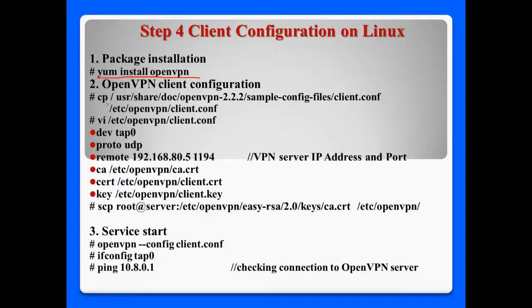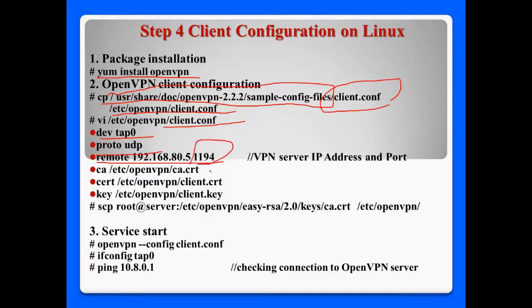If we are successful to install this package, then we can find this directory, usr share doc OpenVPN sample config files. In this directory, we need to copy client.conf to etc openvpn/client.conf and open it here. First one, device tap 0 like this, and the protocol UDP. And the remote here, we have to write down the exact IP address of the VPN server with port number like this.